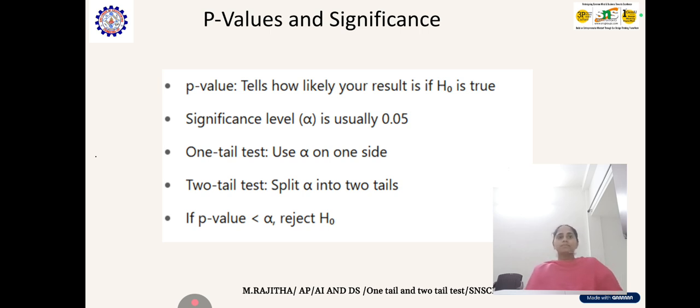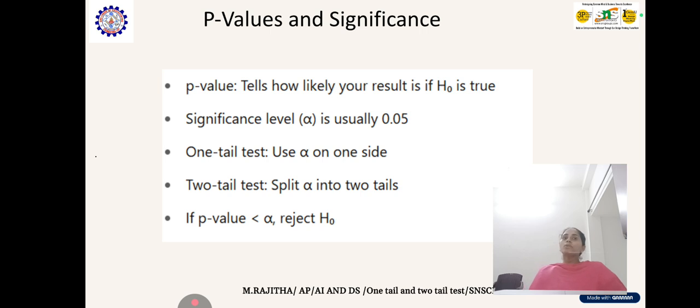Common values of alpha are 0.05, that is 5 percent, or 0.01, that is 1 percent. In a one tail test, we compare the p-value to alpha on one side. If p-value less than alpha, we reject the null hypothesis. In a two tail test, we divide alpha into two parts, and the p-value is doubled since we are checking both directions. Again, if p-value less than alpha, we reject the null hypothesis. If not, we fail to reject.